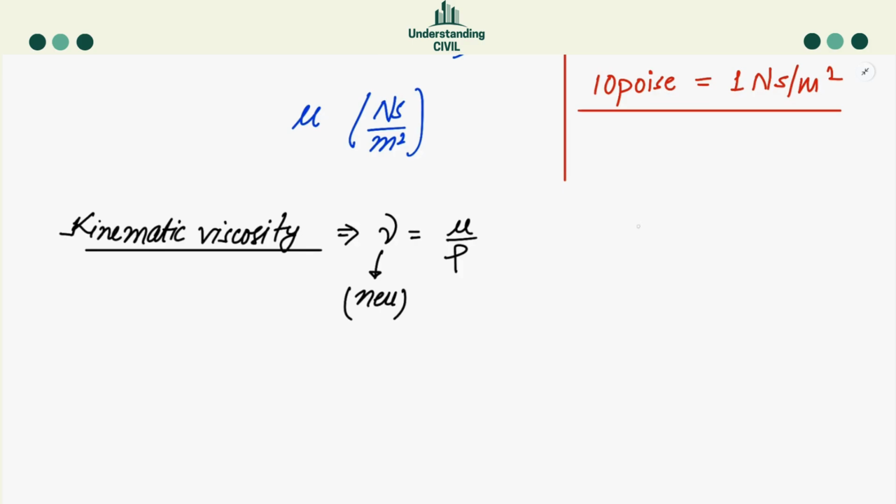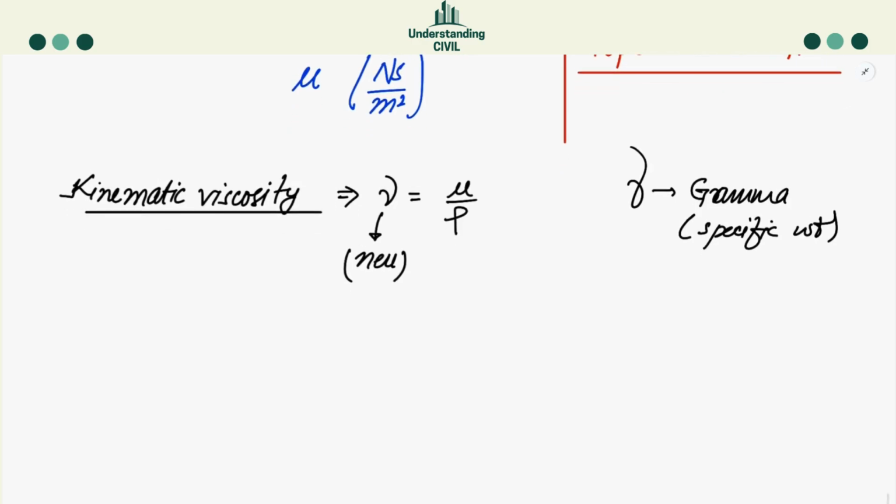Initially, for the specific weight we were using gamma. So there is a circle over here. This is gamma, and it is used for specific weight. Make sure that gamma has a small circle in between and nu won't have any circle. So these are two different notations.